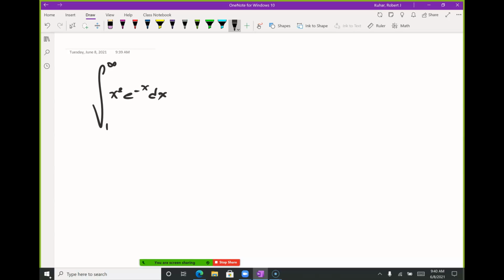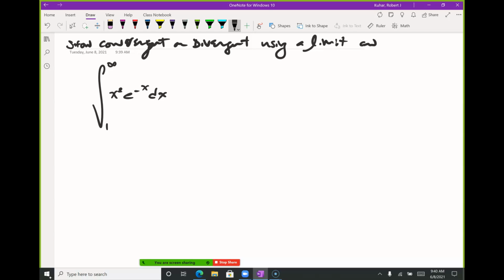So we're going to show this improper integral is either convergent or divergent using a limit and L'Hopital's, right? That would be my instruction on the test, right? Convergent or divergent using a limit and a little hop, right? L'Hopital's rule. Okay, I'll give you a couple minutes here. Be right back.